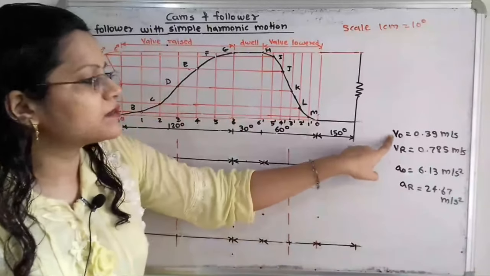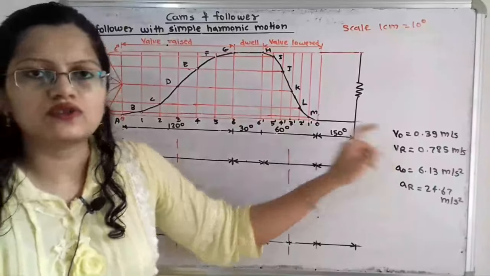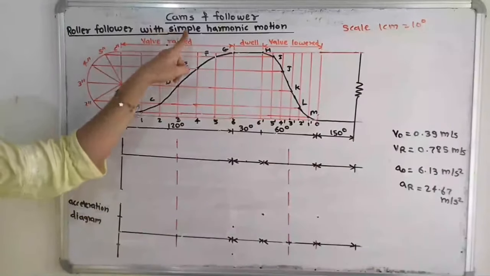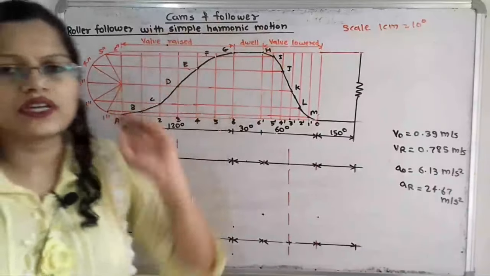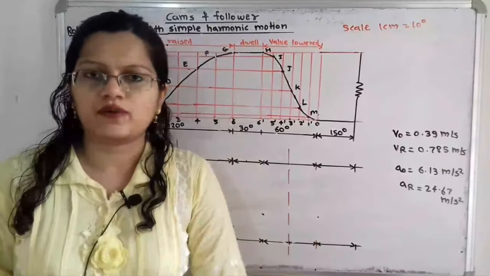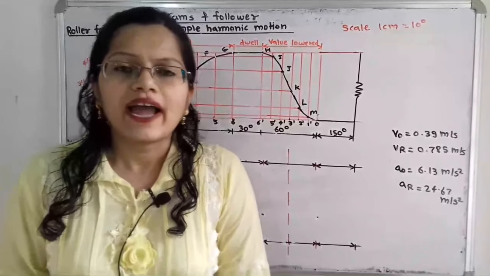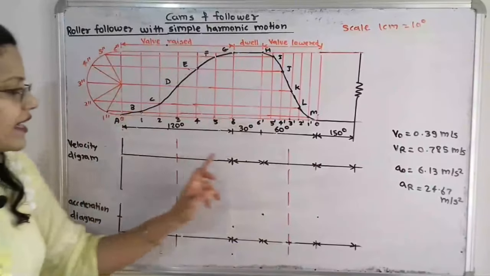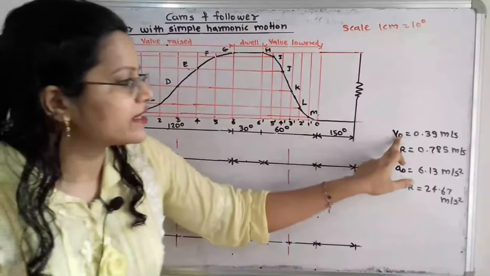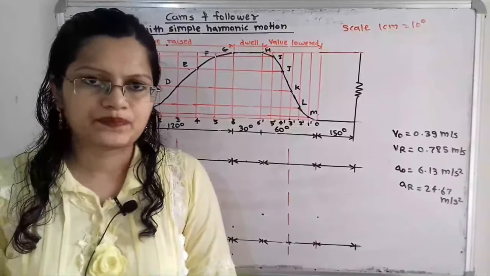So this is the maximum value during outstroke, that is VO, and the maximum value during return stroke, that is VR. When the rotation is taking place with simple harmonic motion, the velocity diagram follows the sine curve. Now what are the characteristics of this sine curve? At the starting point and at the end point of the stroke the value is 0, and at the middle point the maximum value is obtained.